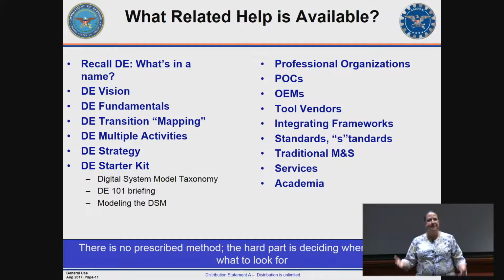There are professional organizations, INCOSE, that's why I'm here today. I can give you points of contact. If you're working in a service, you don't know who to talk to, whatever, you can get to me. If I can connect you, I will. Original equipment manufacturers, all of our big industrial partners, they're all doing this.